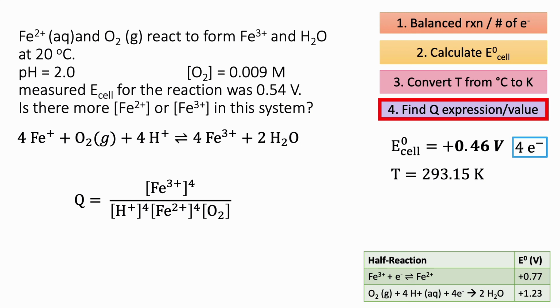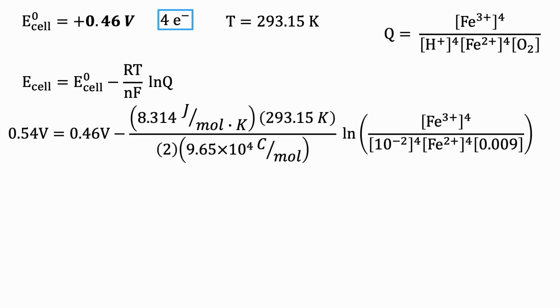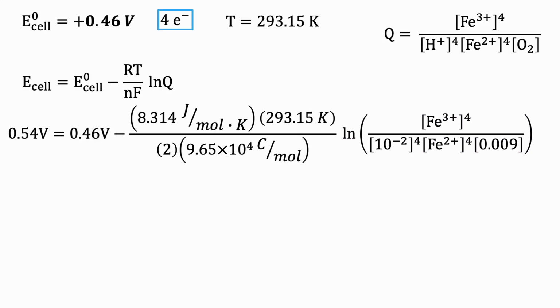So now at this point we have everything we need. We're going to start plugging stuff into the Nernst equation, and this thing is such a monster I had to clear everything else off the screen. One thing that was in the original problem that I didn't put on the screen is that we measured the cell potential under non-standard conditions and we got 0.54 volts. And that equals 0.46 volts minus all this mess. And so you can see in the Q value over here, I have entered 0.009 for our O2 concentration. Our pH was pH 2, so that means our H plus concentration is 10 to the minus 2, so I put that in for H plus.